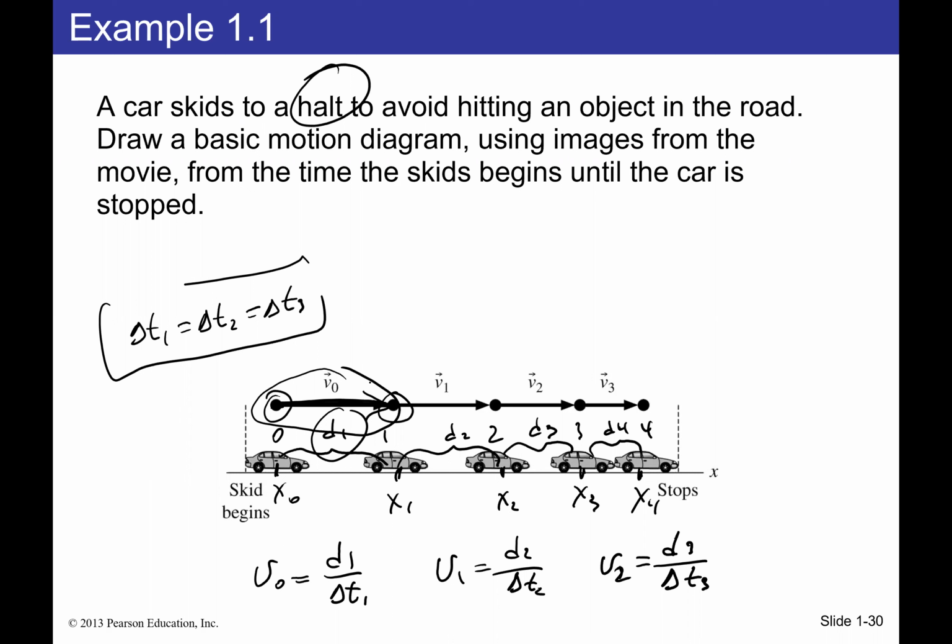Because think like this, if you look at those arrows, you can see V0 is longer than V1, V1 is longer than V2, V2 is longer than V3, which means that speed is decreasing as the object moves in the same direction. That means it is slowing down as it's moving to the right. Okay, then this will be pretty much the answer to this example in terms of doing the motion diagram.